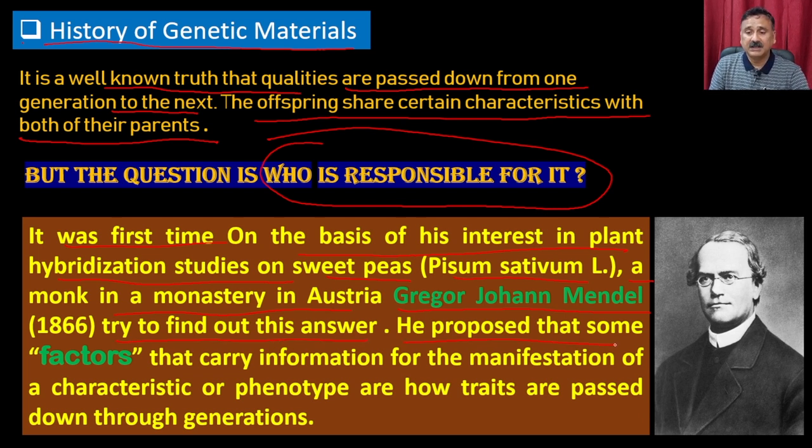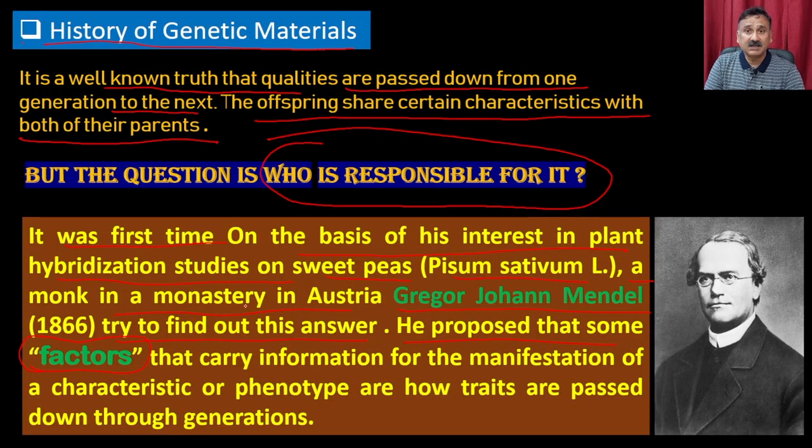He proposed that some factor, so when Gregor John Mendel was doing the experiment, there was no technological evolvement, there were no techniques available to say that it was DNA, RNA or protein. But he said that there are factors, and he used the term factors, that carry the information on the manifestation of a characteristic or phenotype, and how the traits are passed from one generation to another generation.